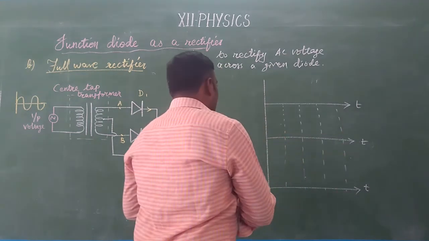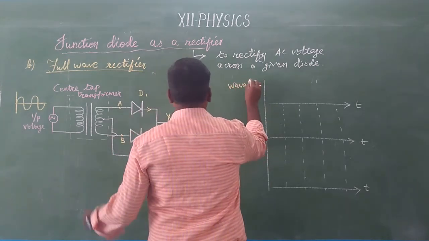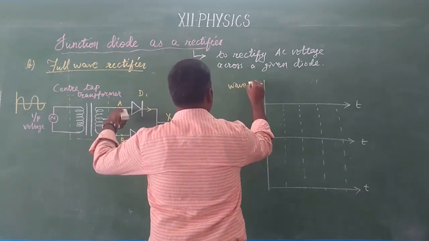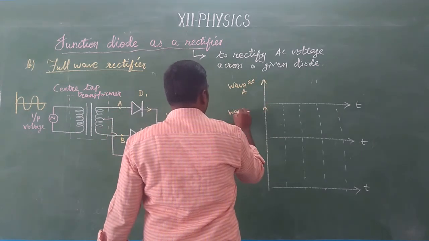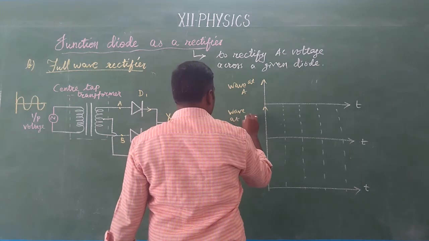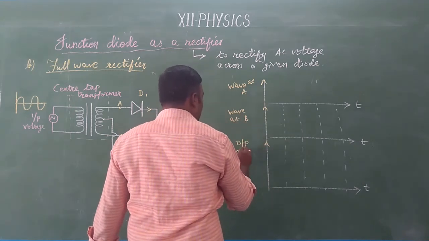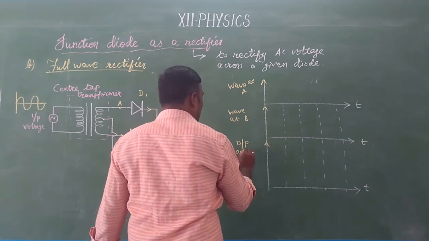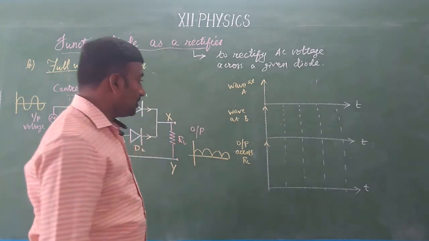Okay. So this is the waveform at A. A means the diode D1, no? And this is the waveform at B. And this is the output across the load resistor.